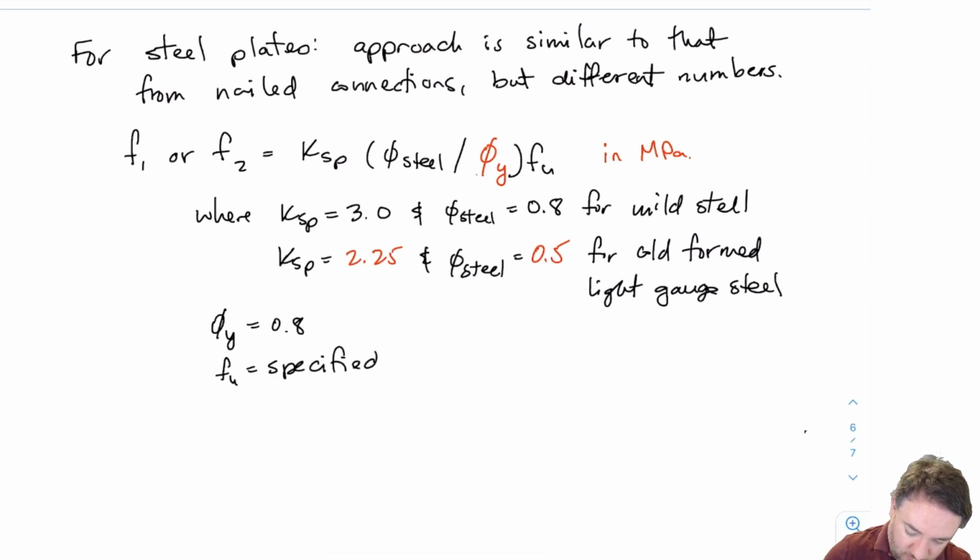I think I misspoke before. FU is the specified minimum steel tensile strength, not the bolt strength. I might have said it was bolt strength before.